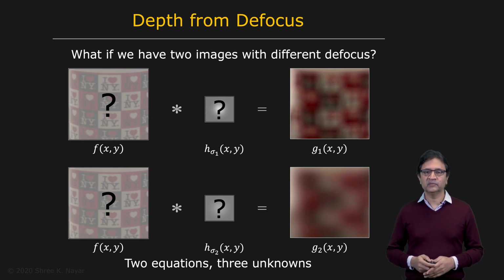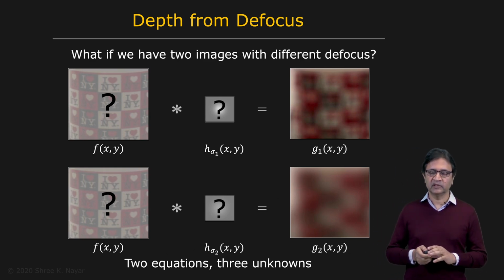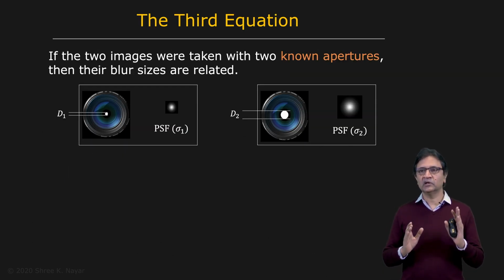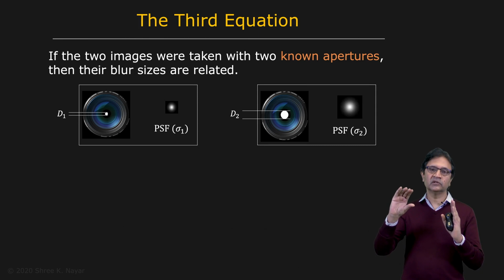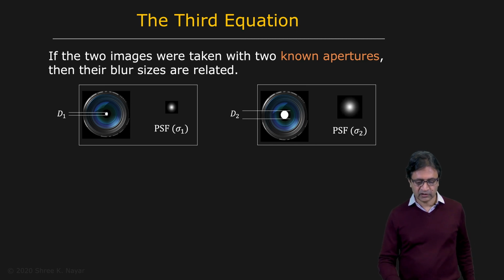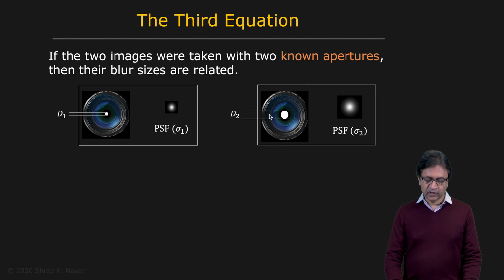Well, there's hope, and that's because we are controlling the imaging system, the things we know about it. What do we know? Let's say that in this particular case, you're not actually changing the sensor position, but instead you're changing the diameter of your aperture. There are many ways to do this. So in that case, the diameter of your aperture in the first case is D1, and that produces a PSF sigma 1, and we don't know what sigma 1 is. But when you use the second diameter, D2, you get a PSF sigma 2.